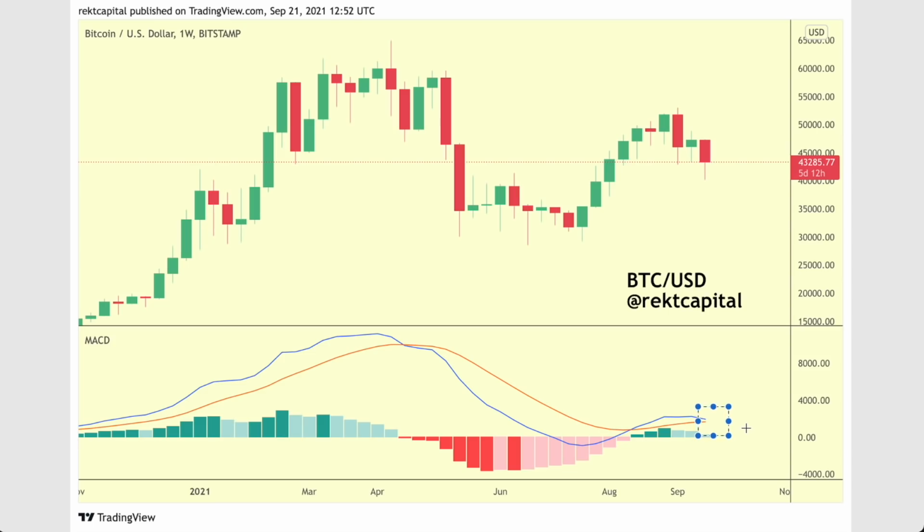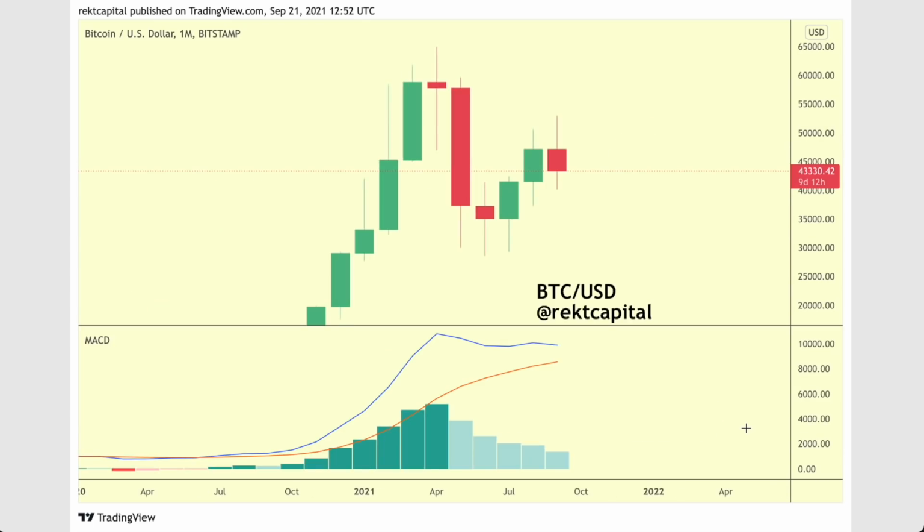But nonetheless, worth looking at these higher time frames, specifically the monthly, because this is what we should be focusing on as the month nears its close very soon in the coming weeks.